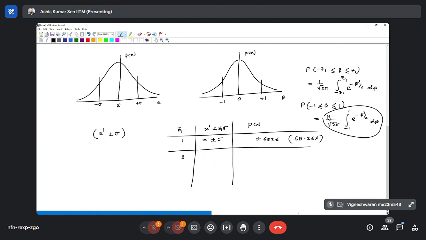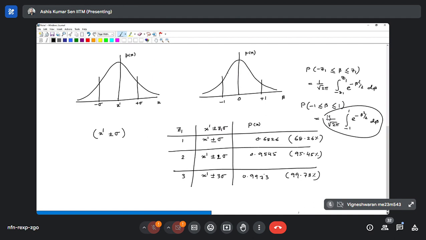If z1 is 2, then we have x prime plus minus 2 sigma. Then we get 0.9545, that is 95.45%. And if it is 3, then we get x prime plus minus 3 sigma. And here it is 0.9973, so 99.73%.